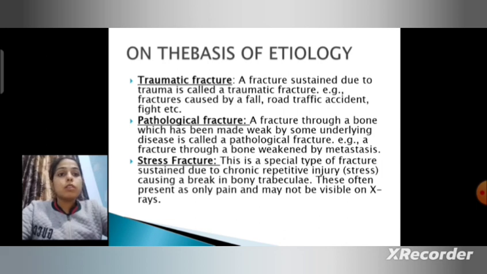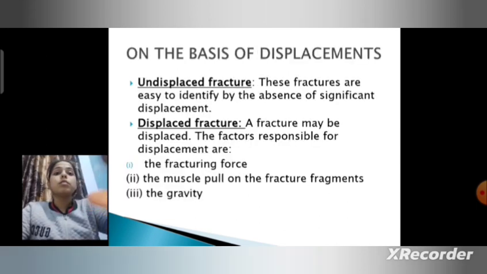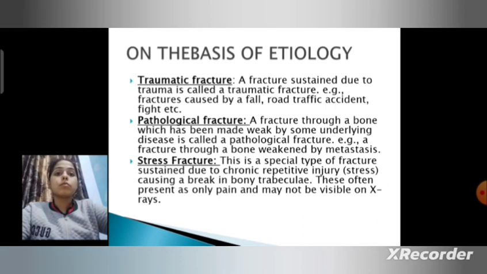According to this, fractures are classified into three types. First is traumatic fracture, second is pathological fracture, third is stress fracture. So first, traumatic fracture, which mainly occurs due to any injury. A fracture sustained due to trauma is called traumatic fracture. For example, fracture caused by a fall, road traffic accident, fight, etc.